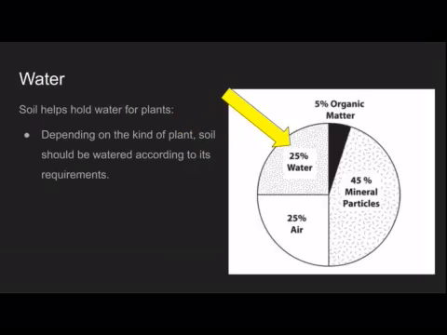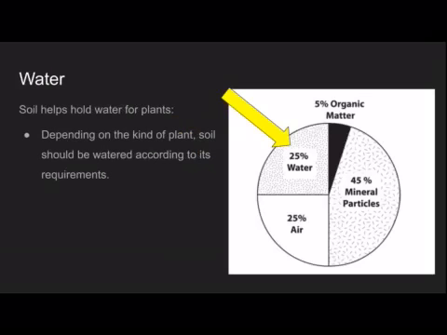So a healthy soil sample should contain a specific ratio of each of these components. On the chart to the right, you can see that a healthy soil should contain 25% water, 25% air, 5% organic matter, and 45% mineral particles.